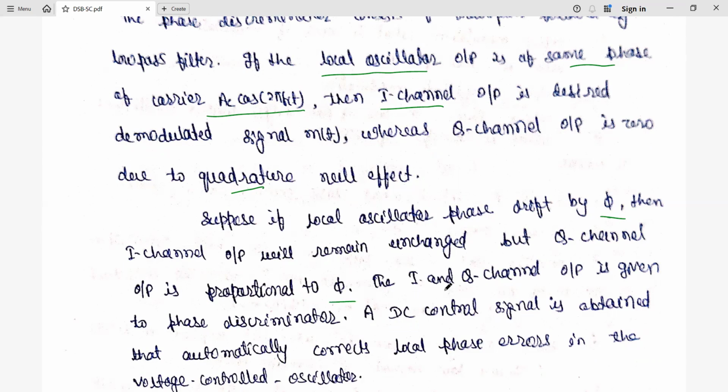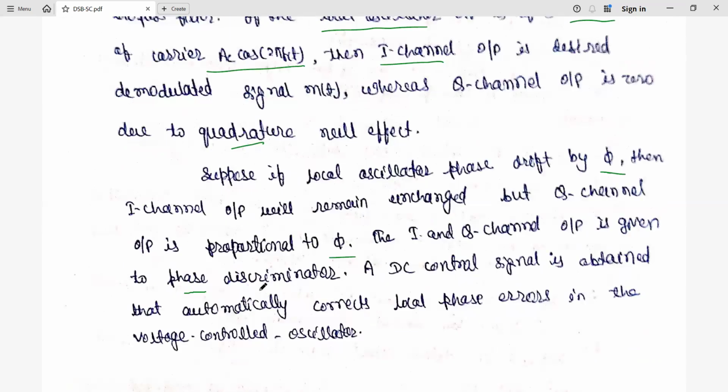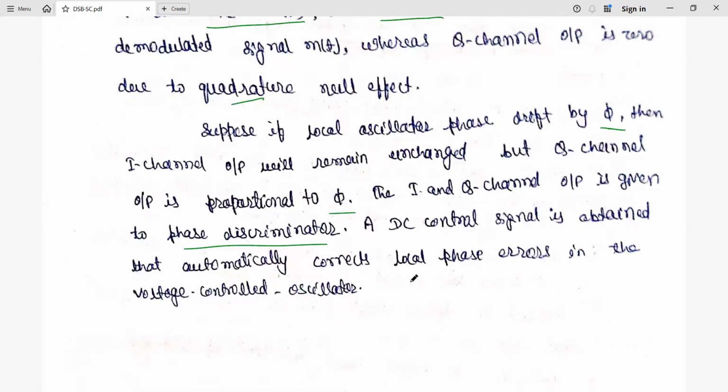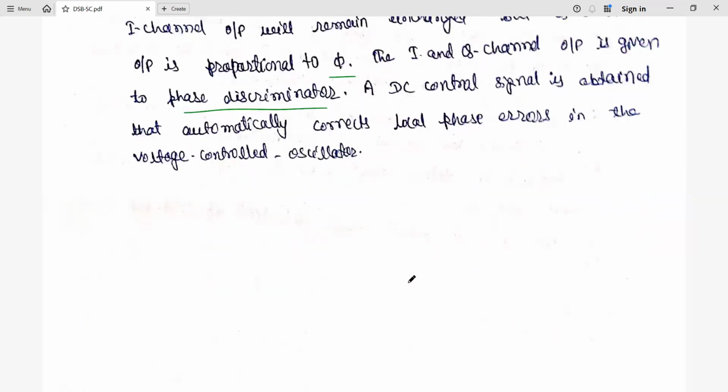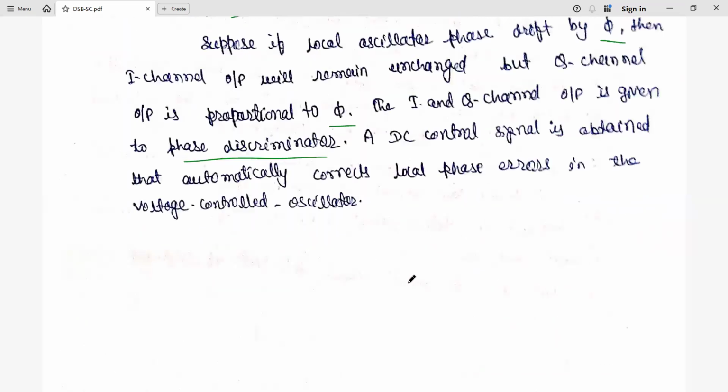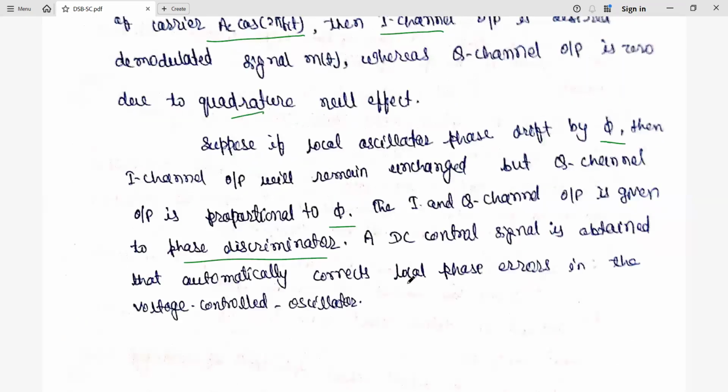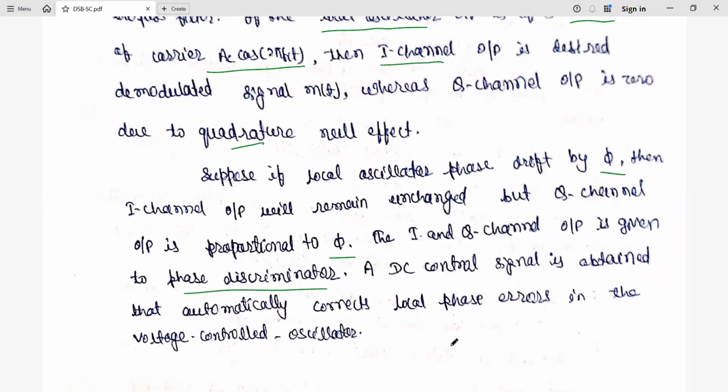Now both outputs of these coherent detectors are given to the phase discriminator. The name itself is discriminator. This discriminator has a DC control signal that is going to correct this phase error automatically in the voltage controlled oscillator. So like this, we are able to obtain the demodulated signal with the help of coherent detectors, and here you see what we have: the Costas receiver.